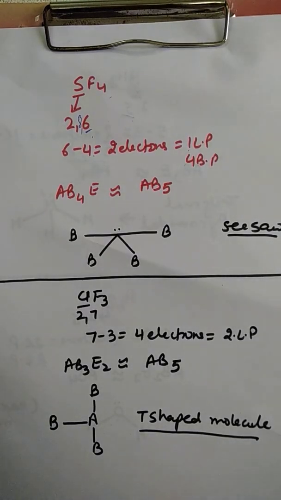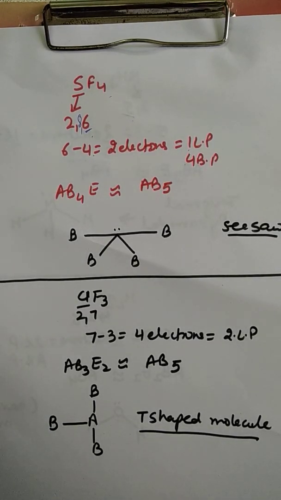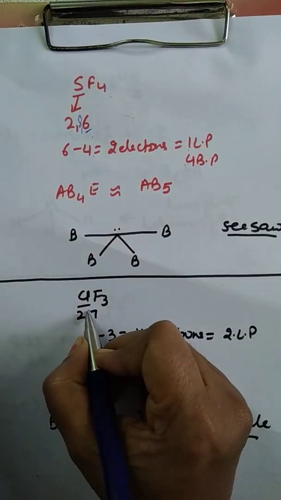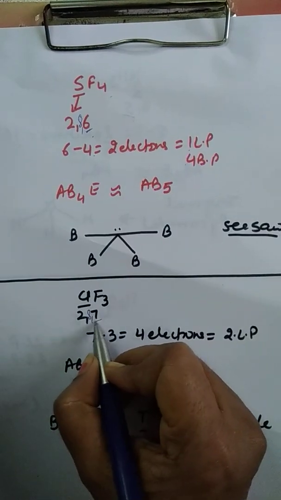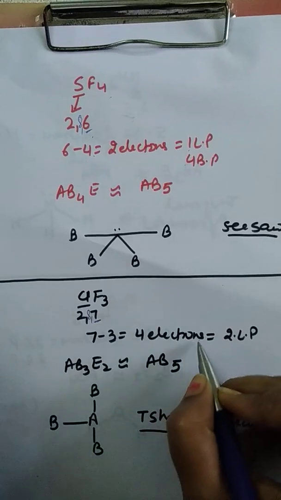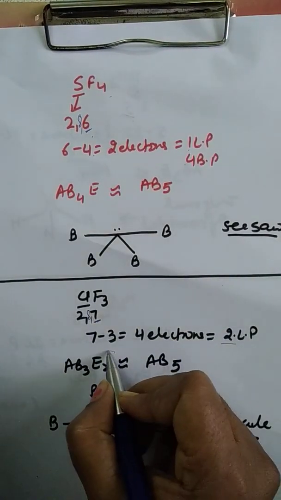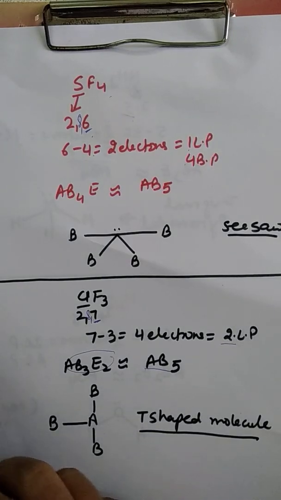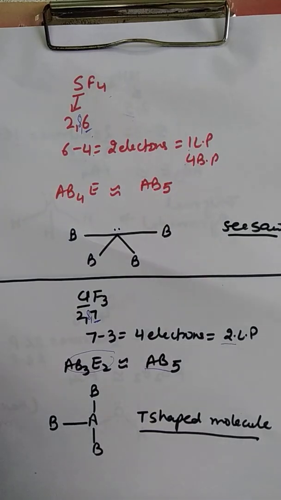Next is ClF3. It's an interhalogen compound. We'll write the electronic configuration of chlorine, that is 2, 8, 7. 7 electrons in the outermost orbit, 3 are shared with fluorine, so we are left with 2 lone pairs. Again the molecule has to be an AB5 type of molecule. AB5 means again it should be trigonal bipyramidal, but again the same trouble, I don't even have 2 more atoms.